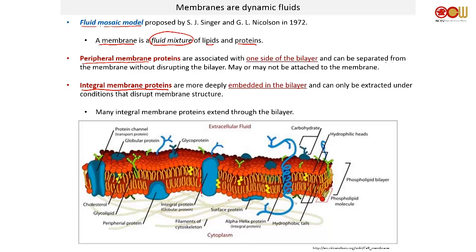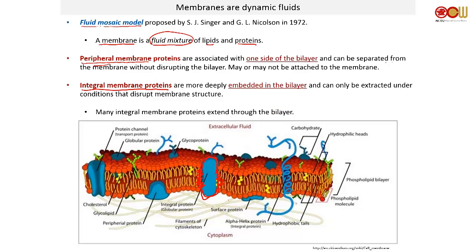So if this protein is inside of the membrane, if you want to take this protein out, what you have to do is get rid of the interactions between the membrane and the protein. Okay, so you actually have to sort of dissolve the membrane and then separate the protein out. And this is not always easy.